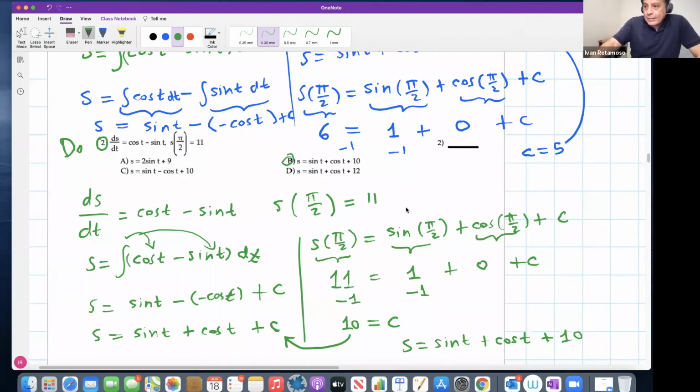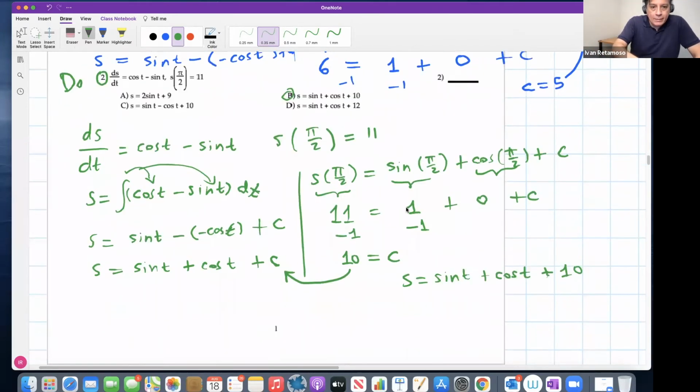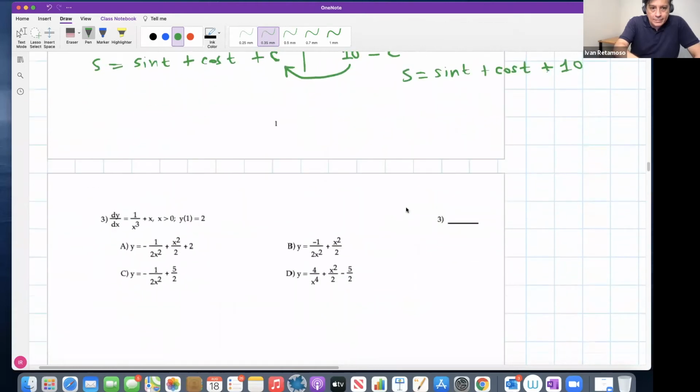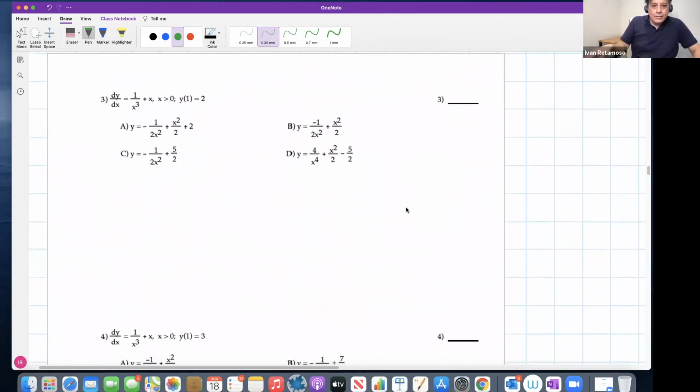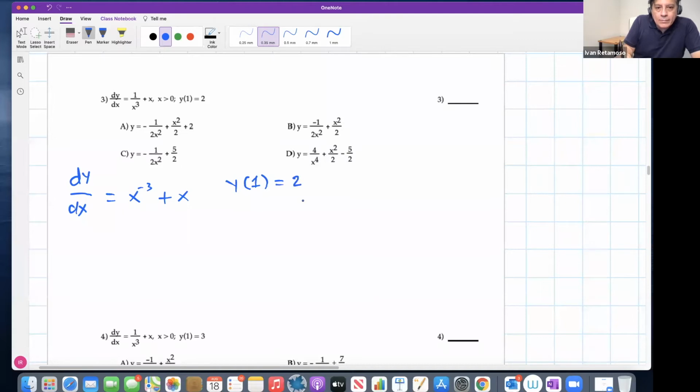This problem is a little bit tricky. Let me show you quickly another initial value problem. This time they are saying here that the derivative of y with respect to x is equal to x raised to minus 3 plus x. And they are giving me this extra condition. The function evaluated at 1 is equal to 2.